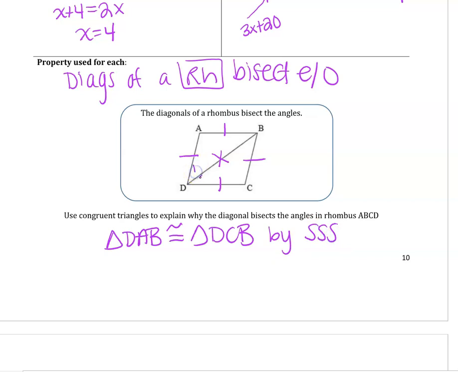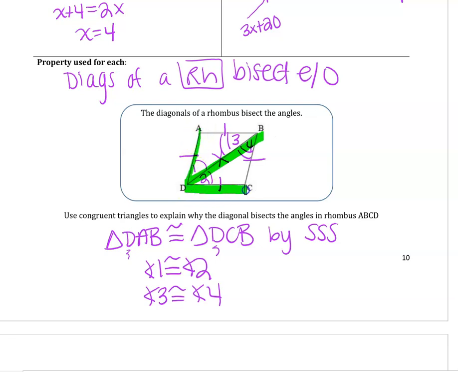Now, if I throw some numbers in here, if angle D is congruent in each of those, that means that angle 1 is congruent to angle 2. Likewise, angle B in each of these is congruent, so maybe I'll call those 3 and 4. That means those must be congruent. And that's because corresponding parts of congruent triangles are congruent. So again, I just showed that the diagonal bisects the angle in each of these cases.